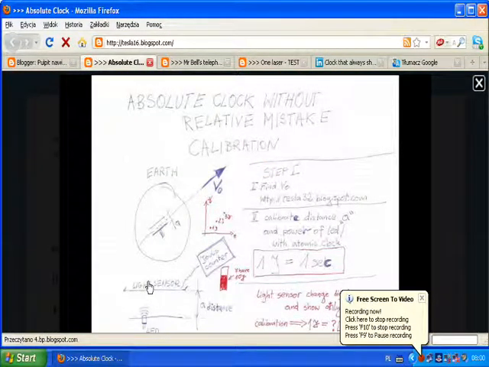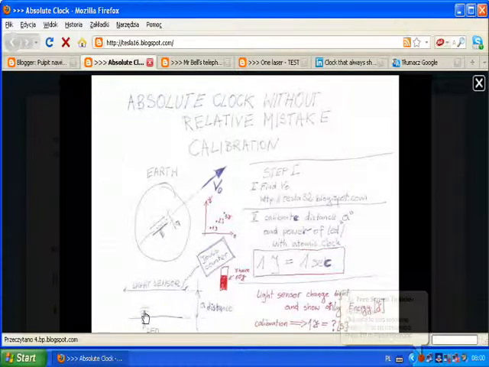Okay, how I built my clock. Look, master LED, sending light signal.